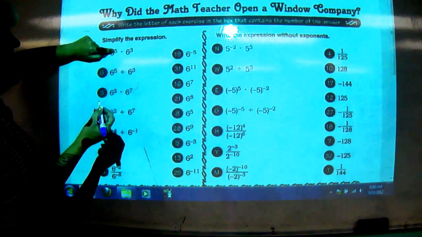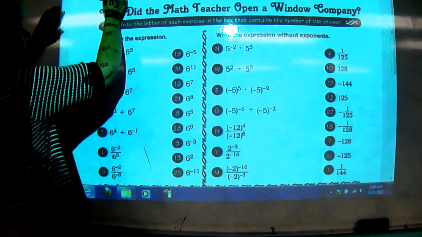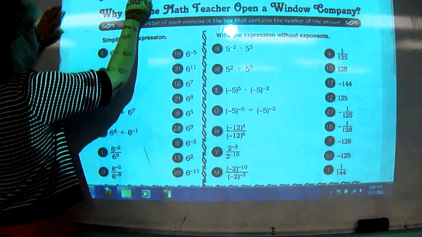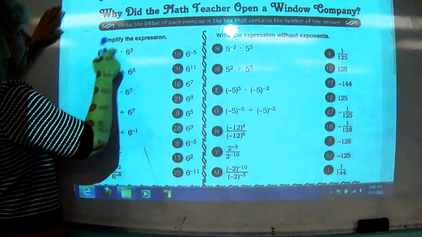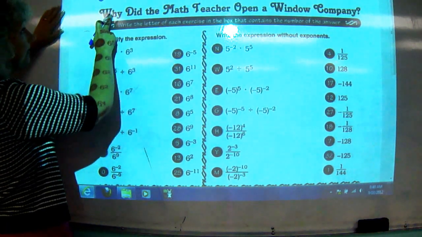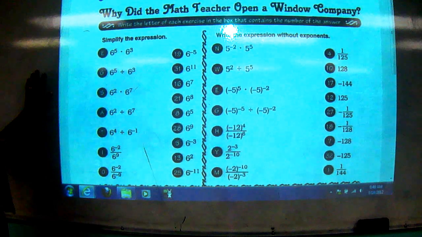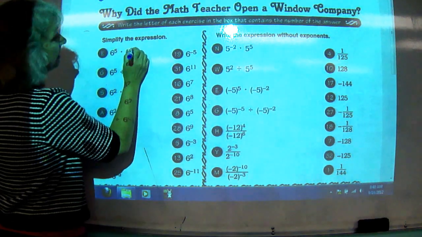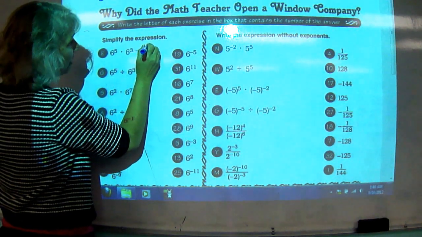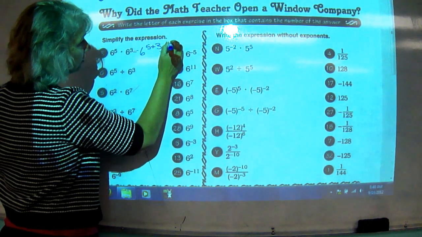This is 6 to the 5th power times 6 to the 3rd power. So I have 1, 2, 3, 4, 5 sixes to the 5th times 6 to the 3rd, 2, 3. So how many 6's do I have? 8. I have 6 to the 8th power. But how did they teach us to do it? They said 6 to the 5 plus 3 equals 6 to the 8th.